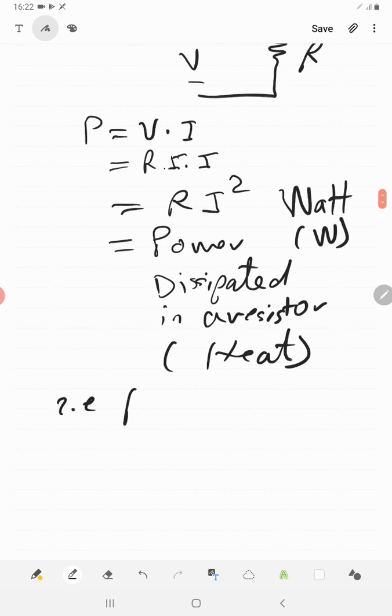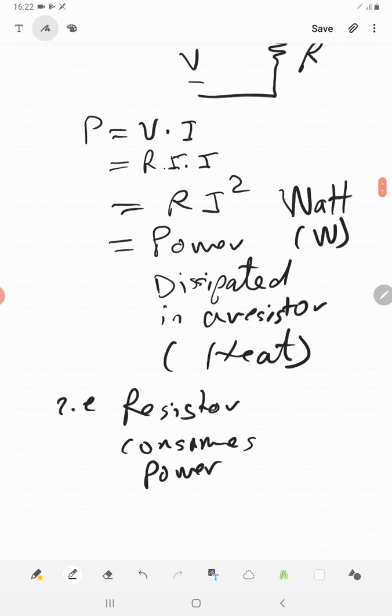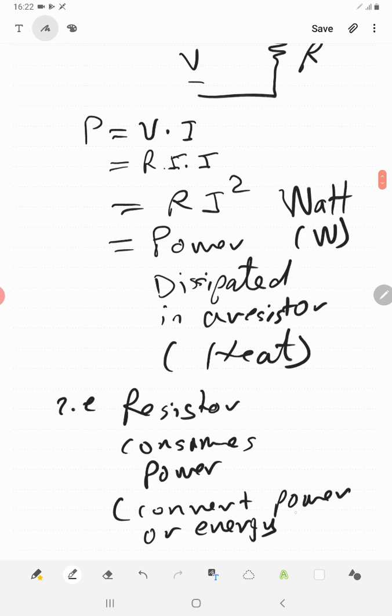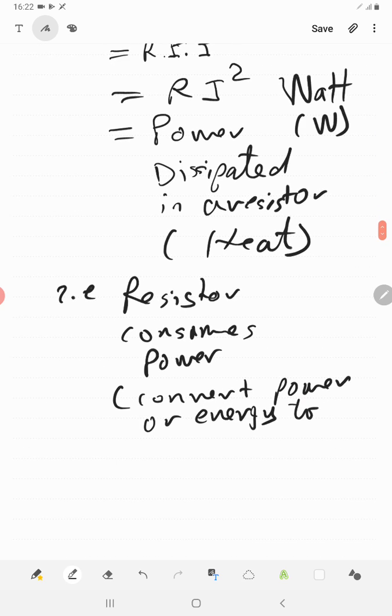I.e., the resistor consumes power, okay? It converts power or energy to heat, like a friction. Exactly, it acts like a friction, okay? So power is dissipated as heat, okay? So this is the power in a resistor.